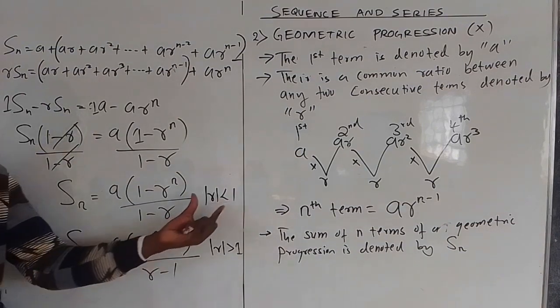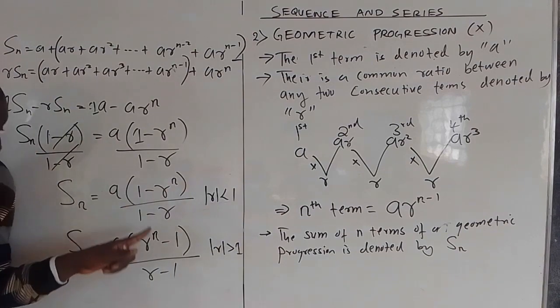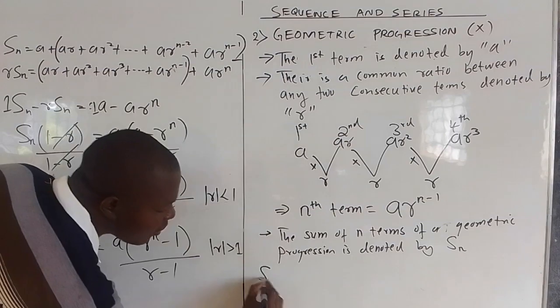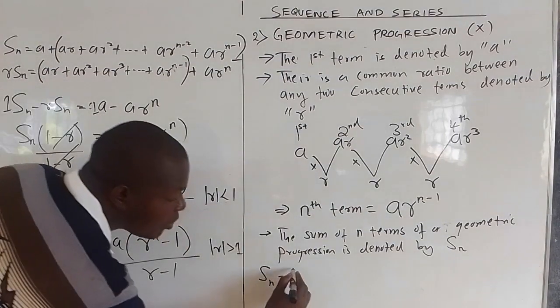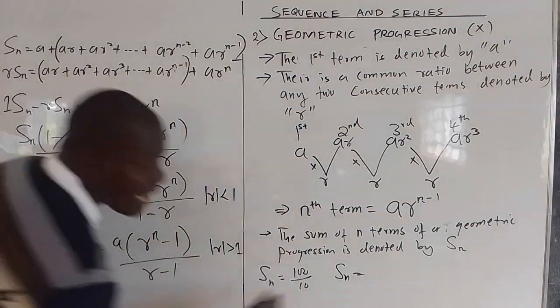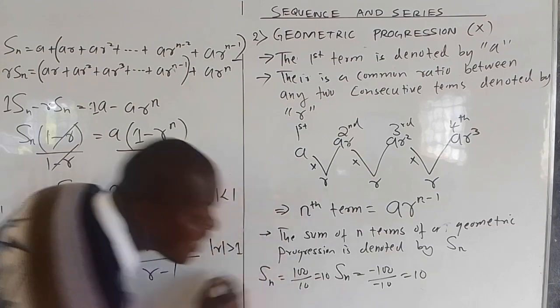But whether you deal with the absolute value of R being what, whether you use this formula or this, you will get the same answer. It's only that if this first formula was giving you the sum of n terms to be maybe 100 over 10, the second formula will give you the sum of n terms to be negative 100 over negative 10. At the end, you will all get the same answer.